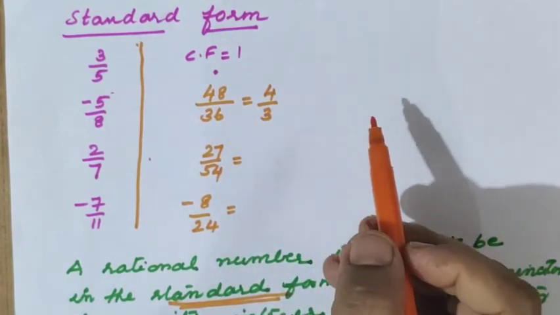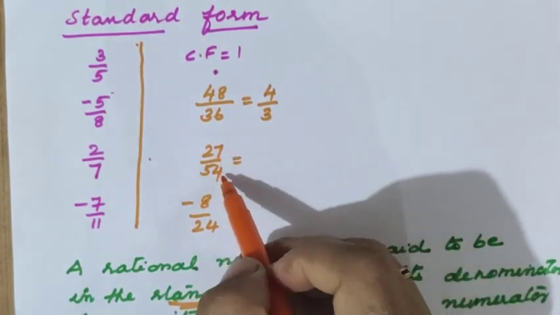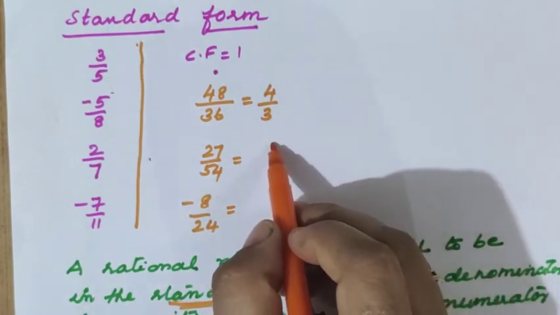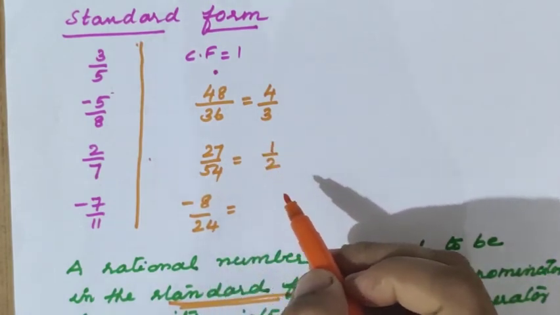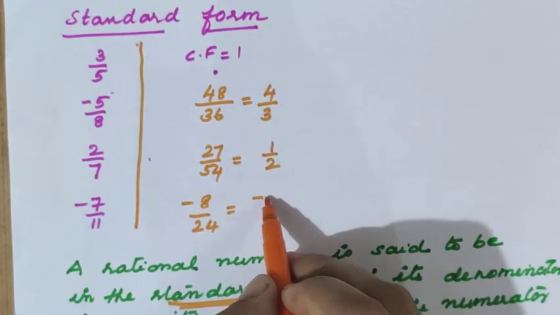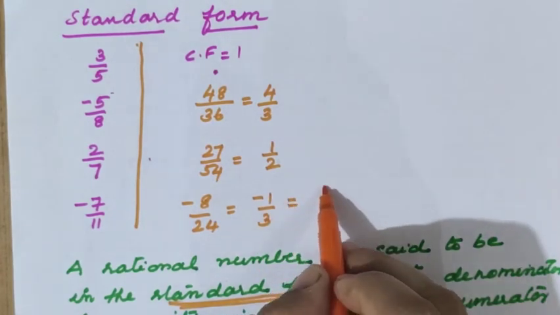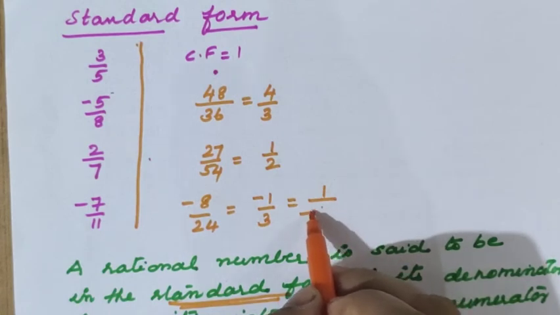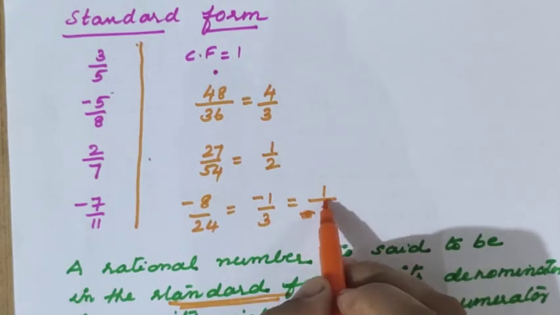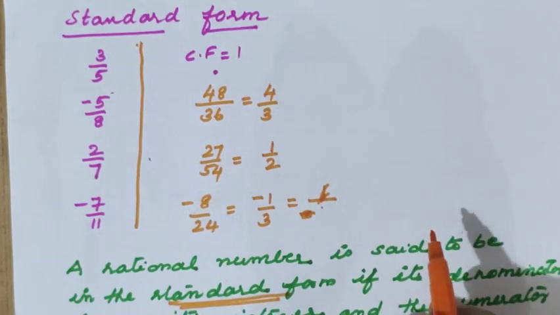This is only called standard form. Now 27 by 54, that is equal to 1 by 2, right? Now minus 8 by 24, it is minus 1 by 3. After writing minus 1 by 3, we must not write 1 by minus 3. We should write minus 1 by 3 only.